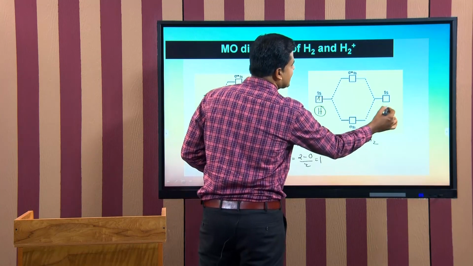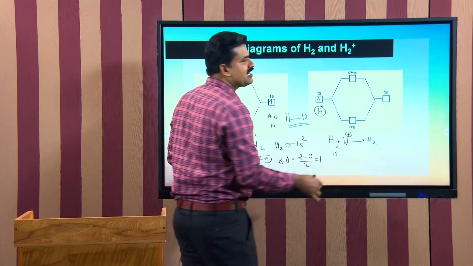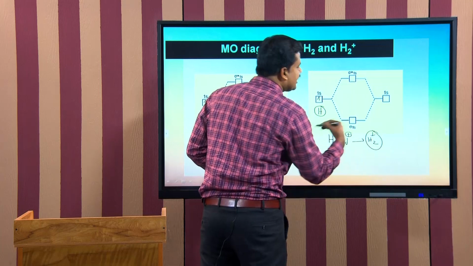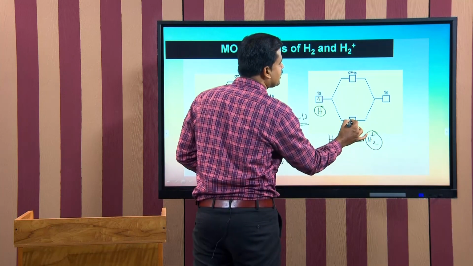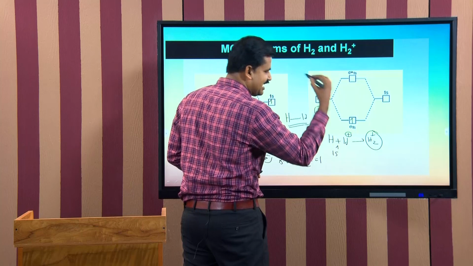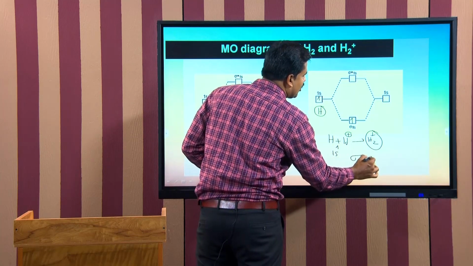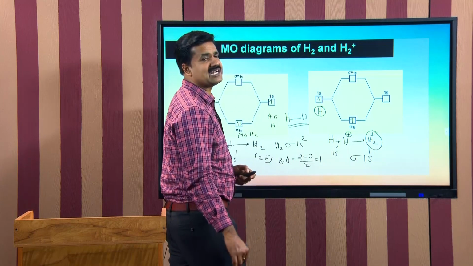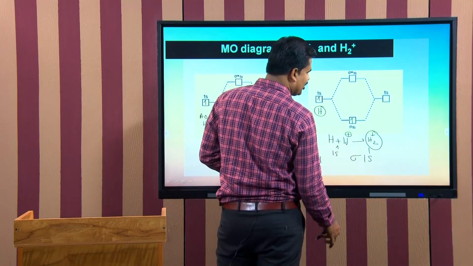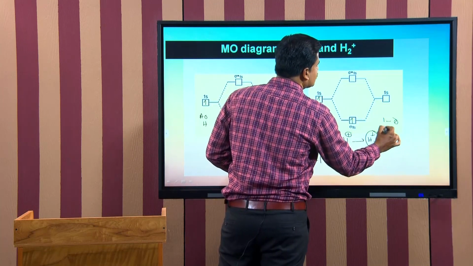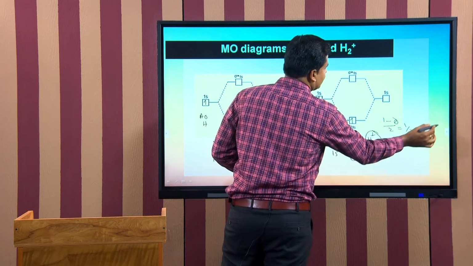But in H plus there are no electrons, so you need not fill electrons in the 1s orbital. So H2 plus is an only one electron molecule, and that one electron is accommodated here. Therefore, the MO configuration of H2 plus is sigma 1s1. Then what will be the bond order? 1 minus the number of antibonding electrons, which is 0, divided by 2, that is equal to half.